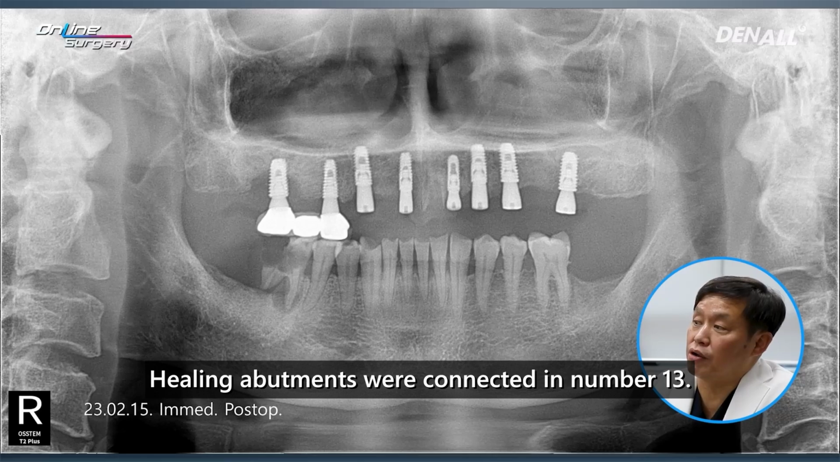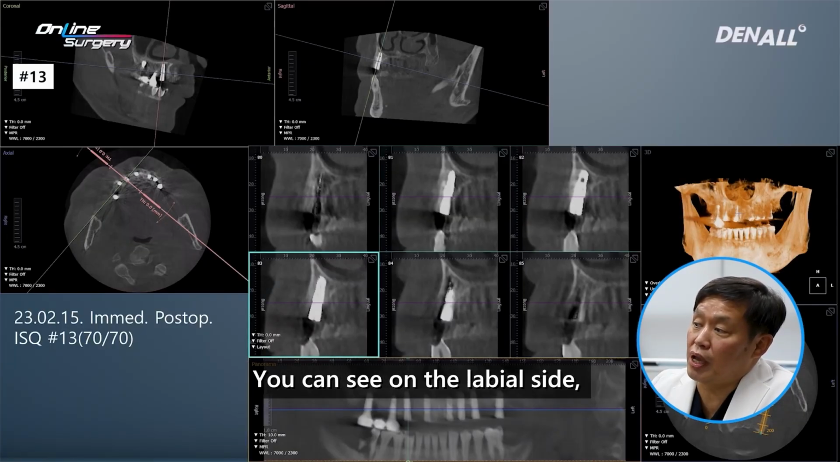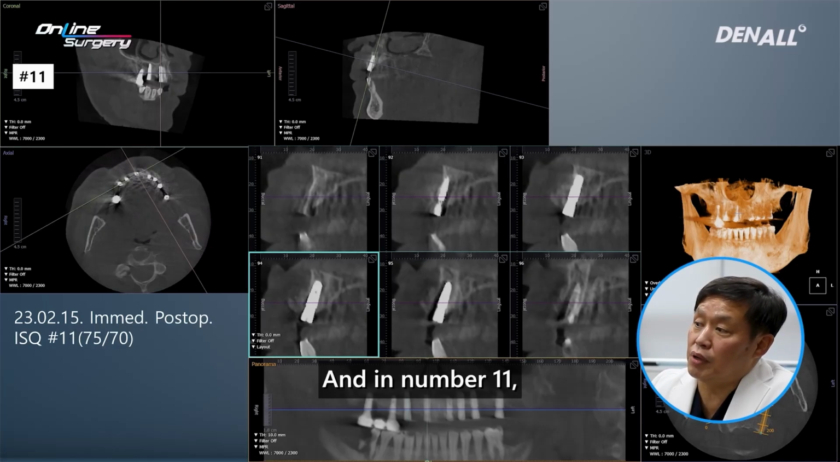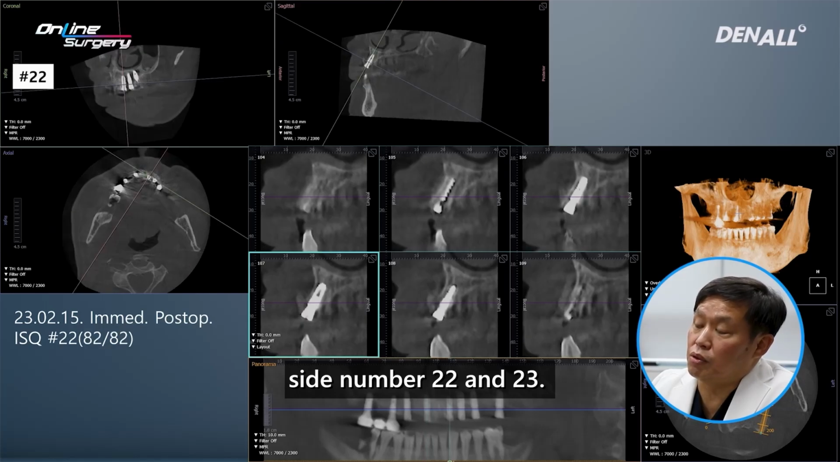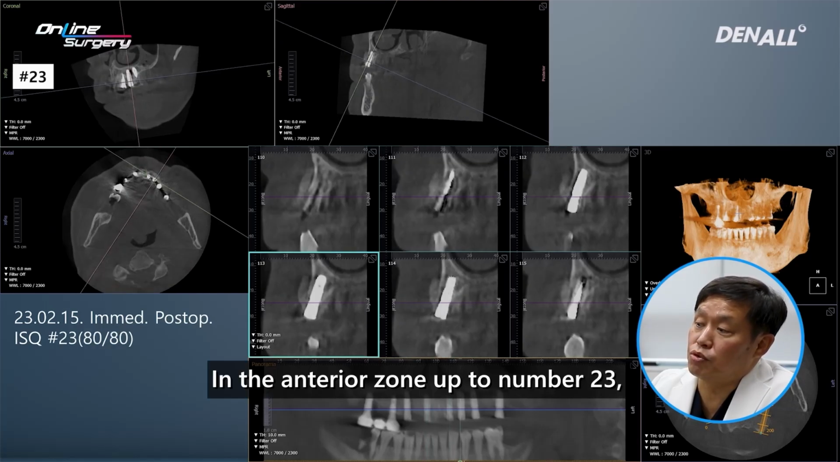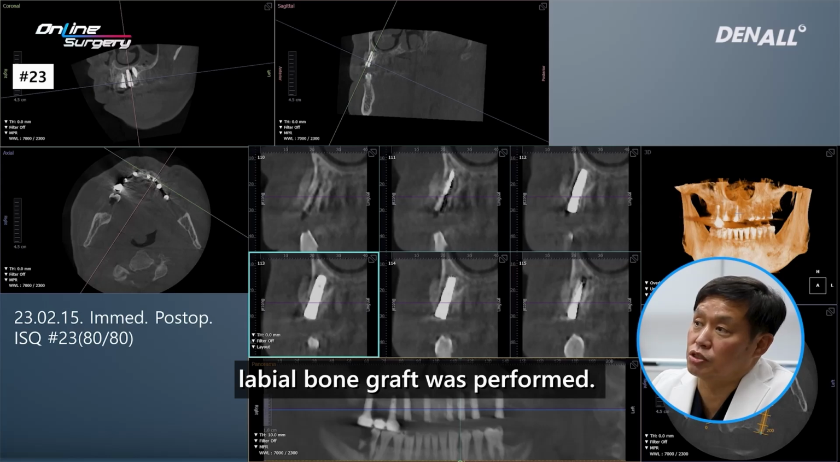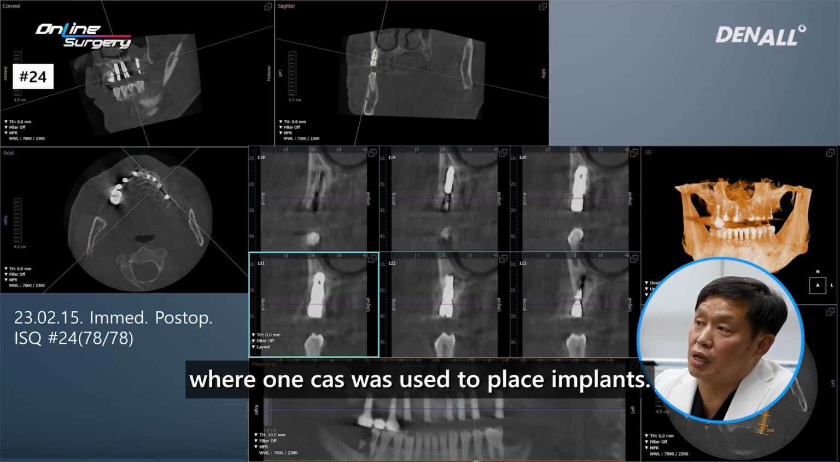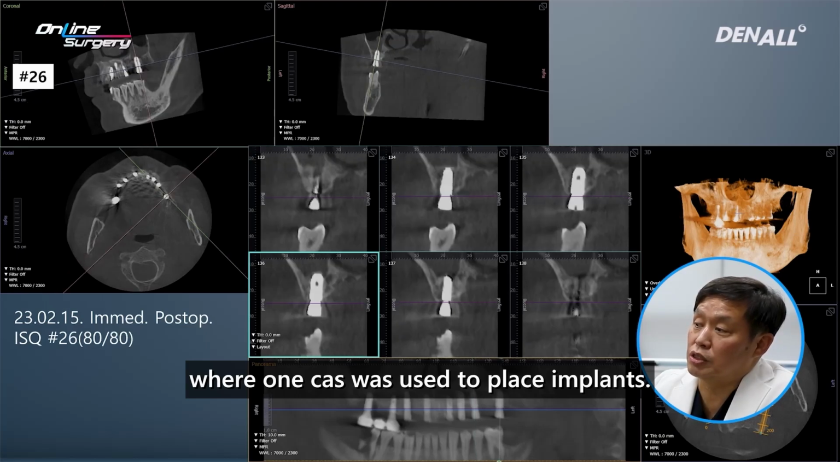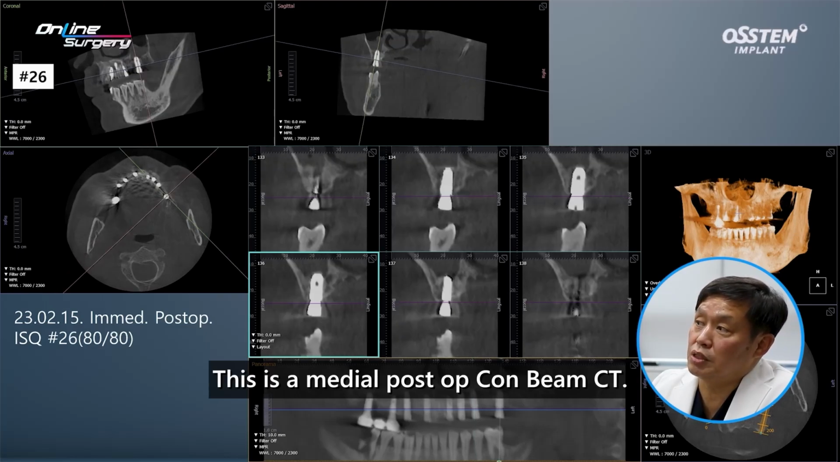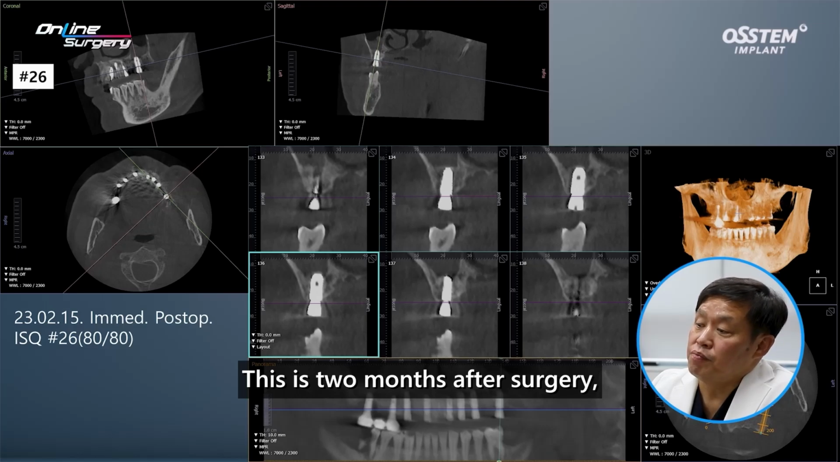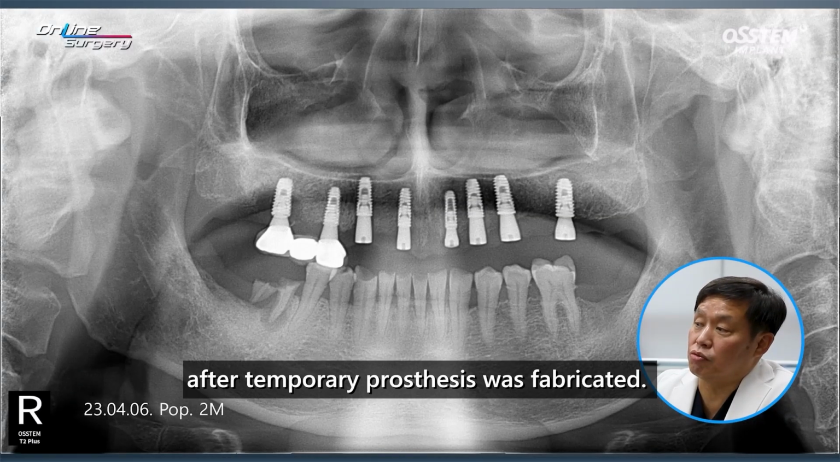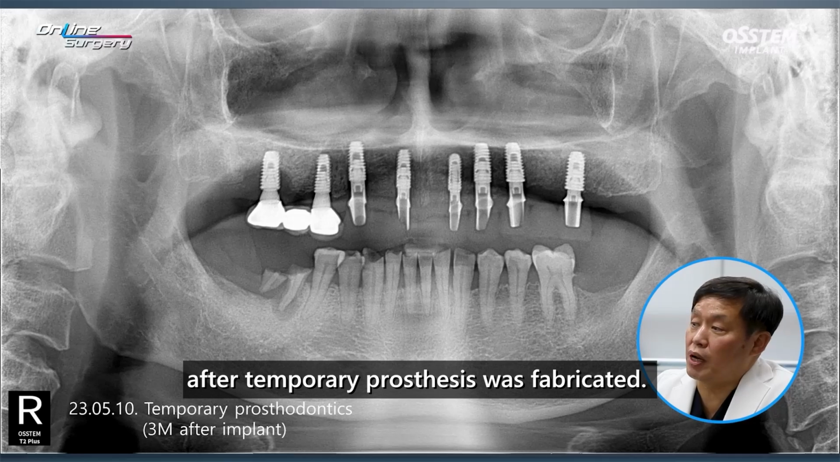Healing abutments were connected. In number 13, you can see on the labial side, GBR was performed, and in number 11, then 10, GBR was done also on labial side, number 22 and 23. In the anterior zone up to number 23, labial bone graft was performed. This is number 24 and number 26, where OneCAS was used to place implants. This is immediate post-op beam CT. This is 2 months after surgery, and this is 3 months after temporary prosthesis was fabricated.